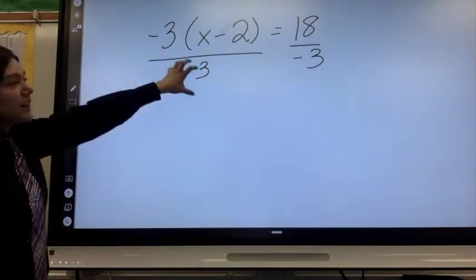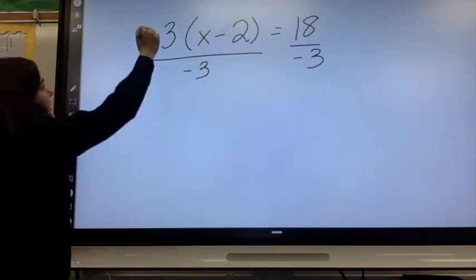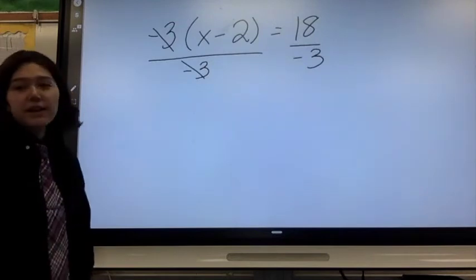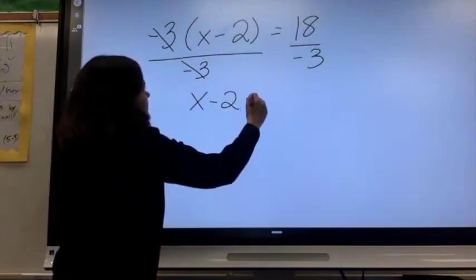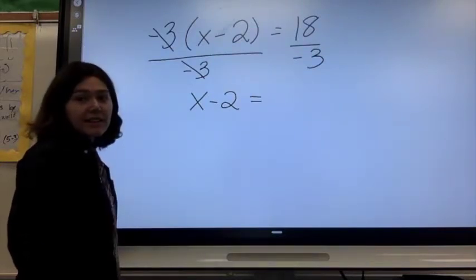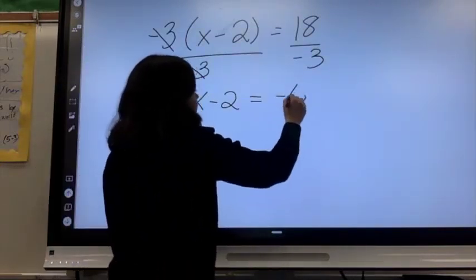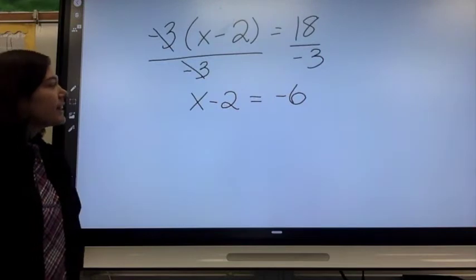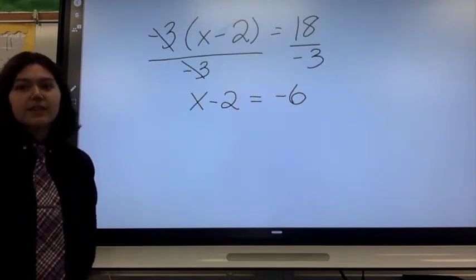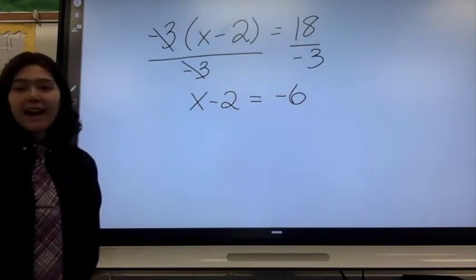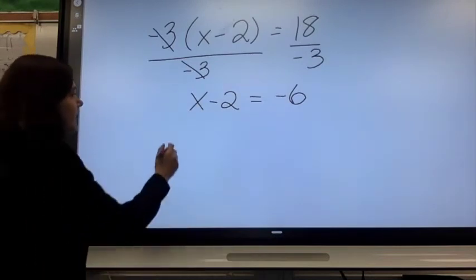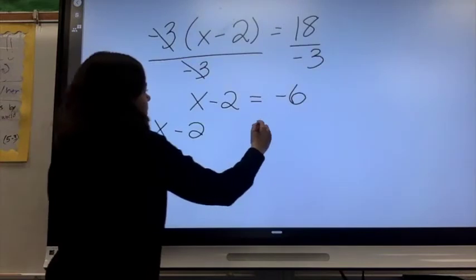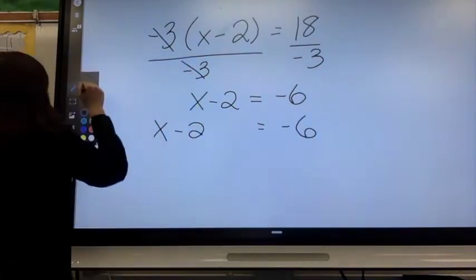When I have -3 divided by -3, that's going to cancel. That's just 1. That goes away. And I'm left with x minus 2. And then on the right, I have 18 divided by -3. That is -6. And then lastly, I have that second step from my flow chart, which was adding 2. Because how do I undo subtracting 2? I add 2. So I have x minus 2 equals -6.